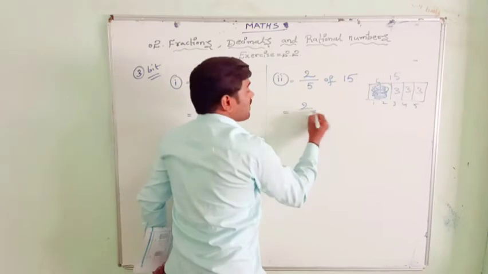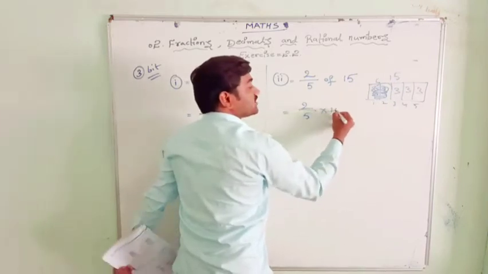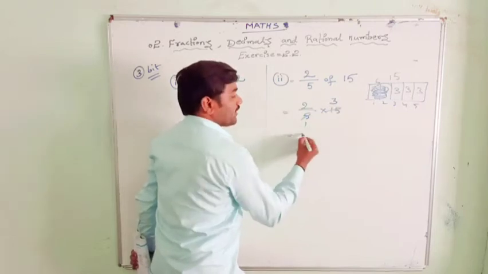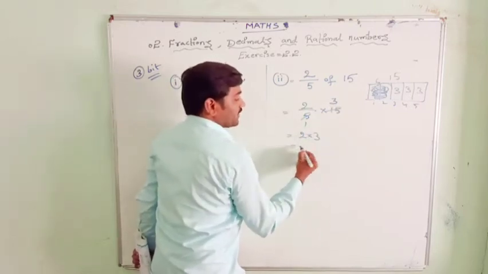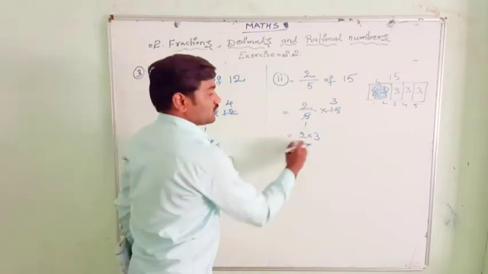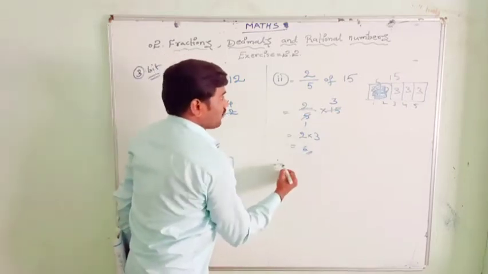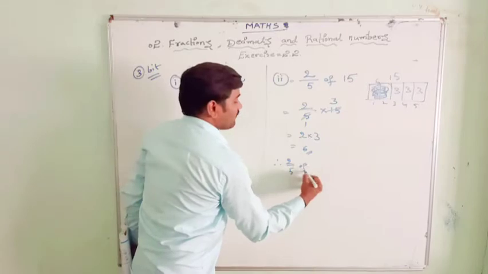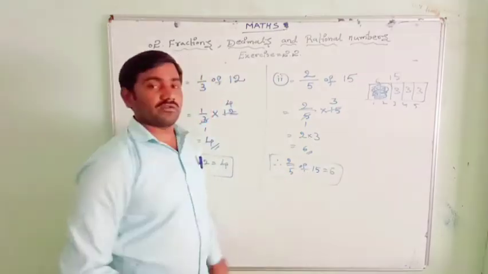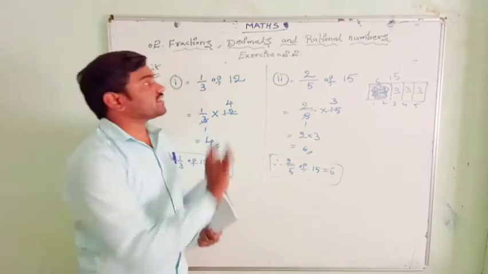So let us see, 2 by 5 of 15. 5 ones are 5, 5 threes are 15. So 2 into 3. In the denominator we don't have anything. So 2 into 3 is 6. Therefore, 2 by 5 of 15 will give us 6. Simple, no? Very simply, we have completed the exercise.